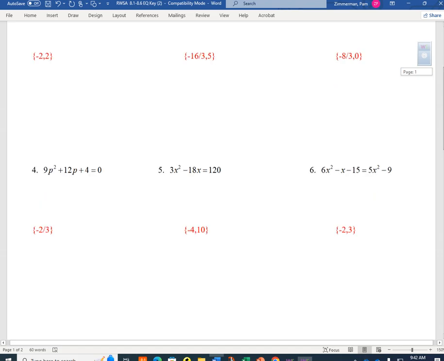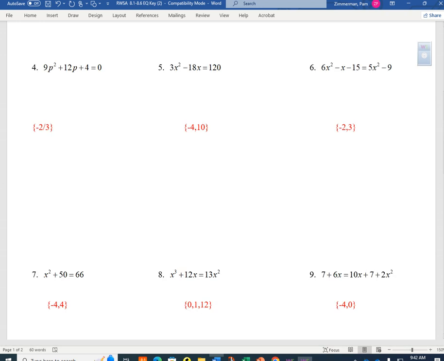Okay. So number 5 says 3x squared minus 18x equals 120. We learned two different ways to solve quadratic equations: one was by factoring, and one was using the square root. We said that if there's a squared term and a constant, we're going to use the square root. If there's a trinomial or a binomial that doesn't have a constant in it, then we probably are going to have to factor and then set the factors equal to 0.